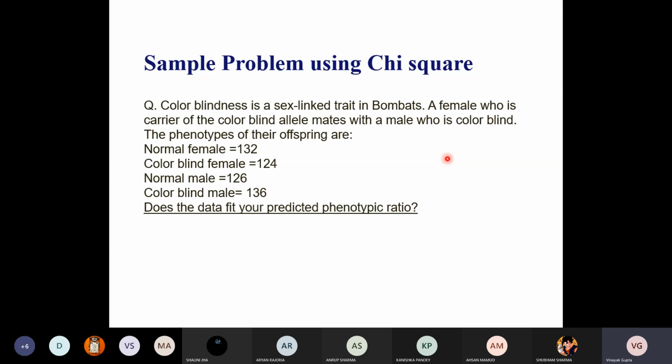Okay. So how will you calculate the expected value here? The observed value is given. Yes, sir. The normal female plus normal male, that is 132 plus 126. We get 258. So 258 is the normal, and colorblind is 124 plus 136, that is 260. Now we add both of these to get the total number. Then the expected should be half of the total number.